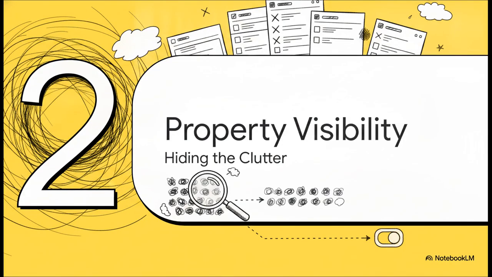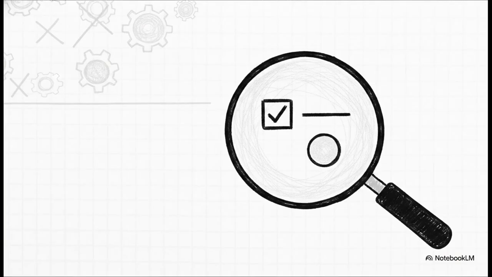So, how do we start furnishing this apartment? Section 2, customizing property visibility. Look, every database has properties, right? Dates, statuses, tags, relations to other projects, but you absolutely do not need to see all of them all the time. To make a table user-friendly, you've got to be ruthless about what stays on the screen.